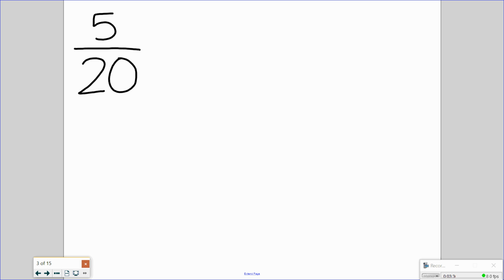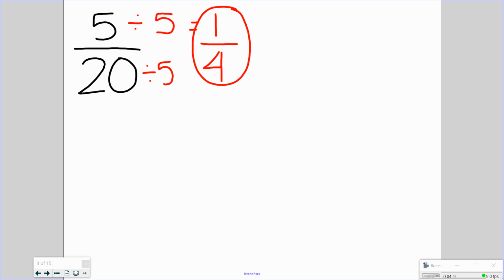So let's say I did 5 divided by 2. Would that work? It could work, but it does not come out to be a whole number. It comes out to be a decimal. If I do 5 divided by 3, that doesn't work either. 5 divided by 4, once again, does not work. How about 5 divided by 5? Okay, 5 divided by 5 works. That equals 1. So I can try it down here at the bottom. 20 divided by 5. Oh, hey, that works too. 20 divided by 5 is 4. So 5/20 is equivalent to 1/4.